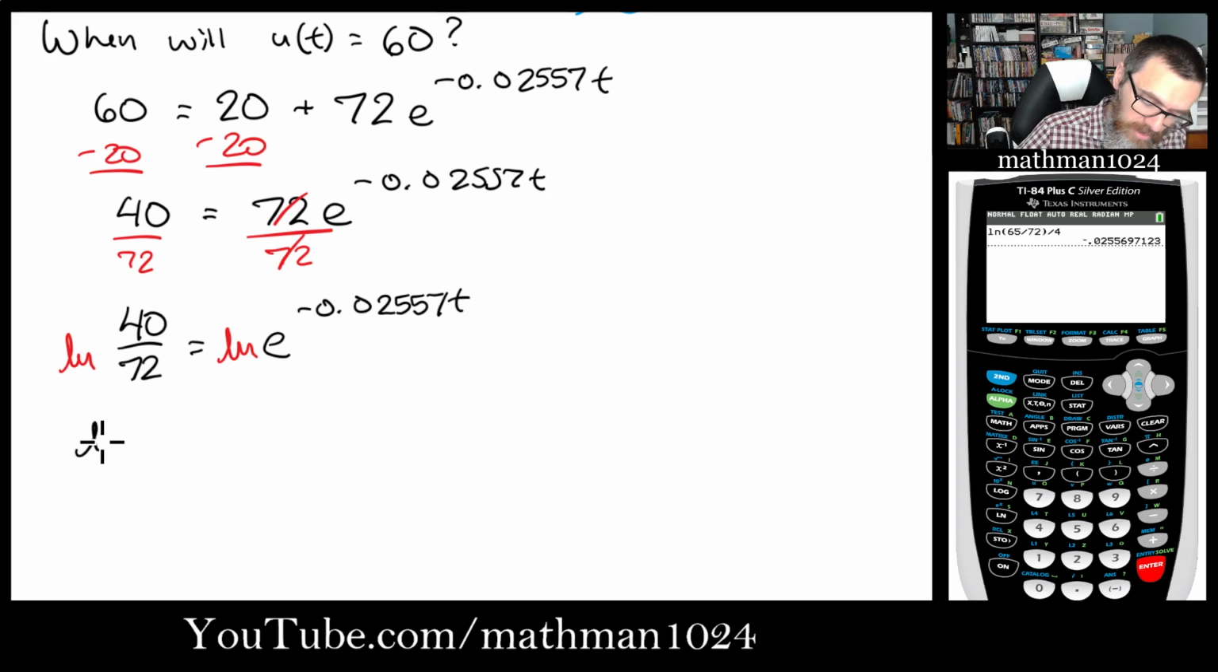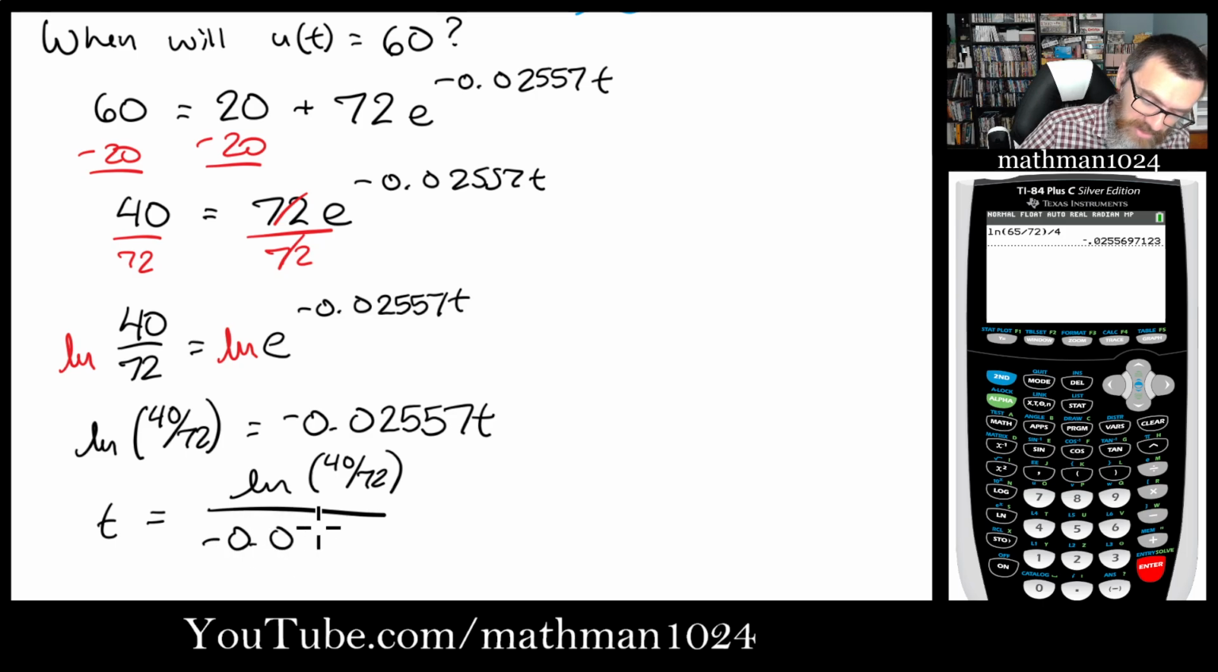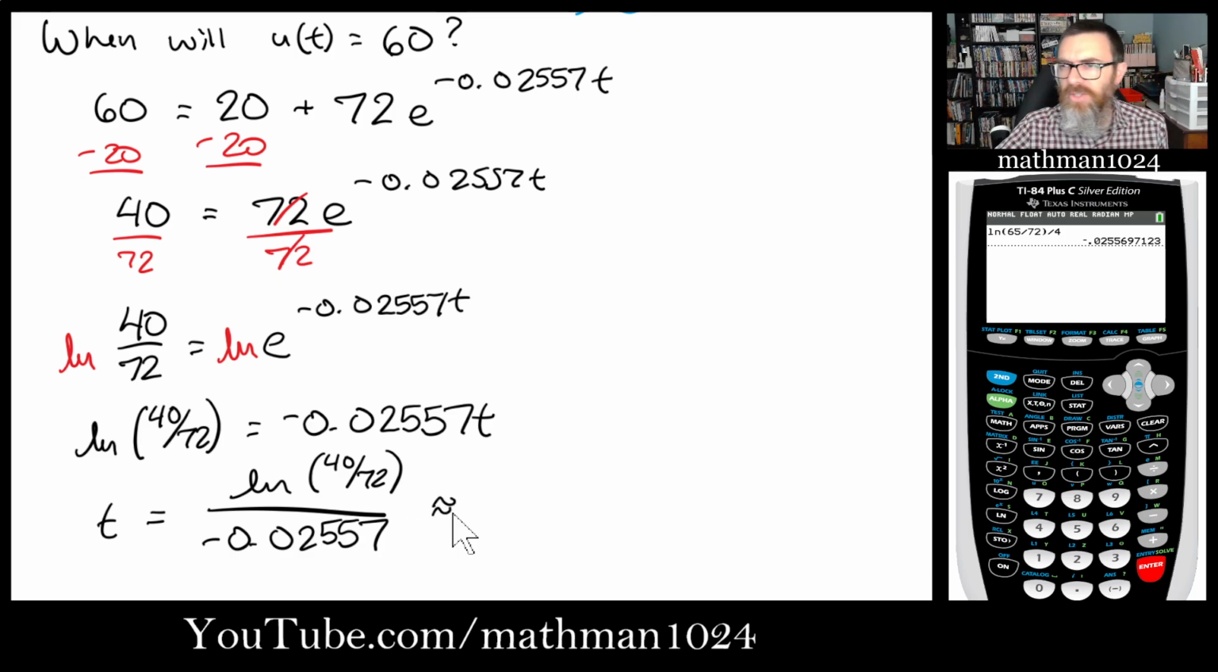All right, so the natural log of 40 over 72 equals that. So then t is equal to the natural log of 40 over 72 divided by negative 0.02557. Let's go to the calculator to see what this is. So natural log of 40 divided by 72, then all of that is divided by basically the answer that we had up above, but I rounded it, so let's stick with the rounded answer.